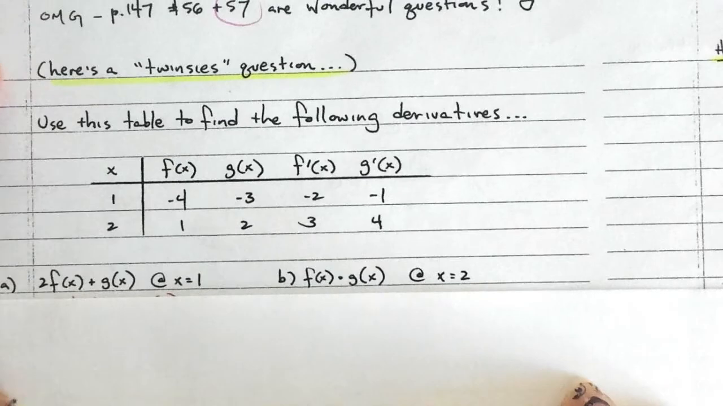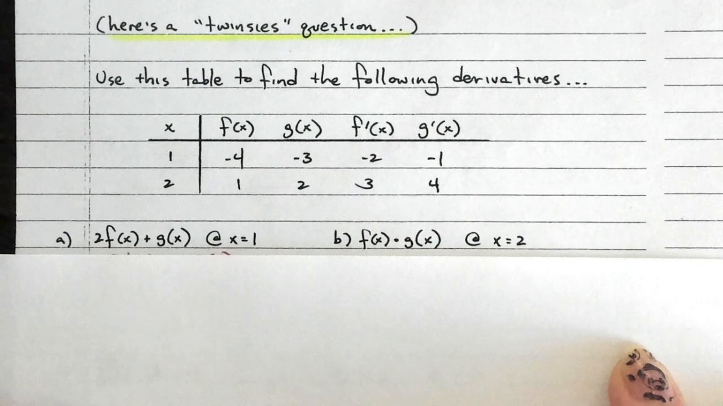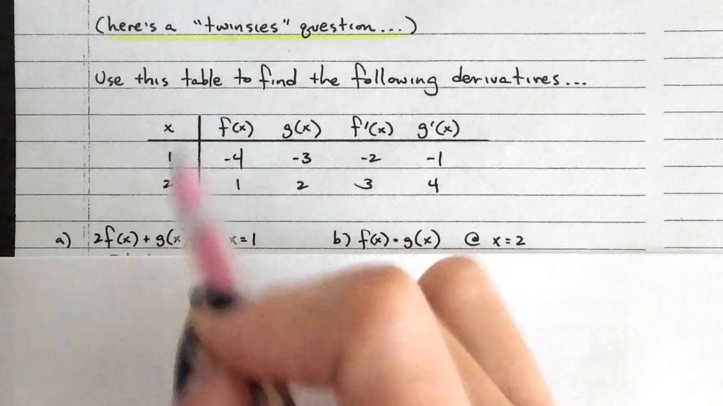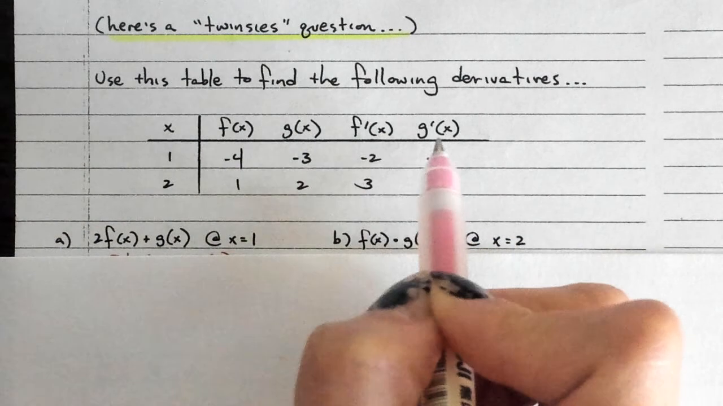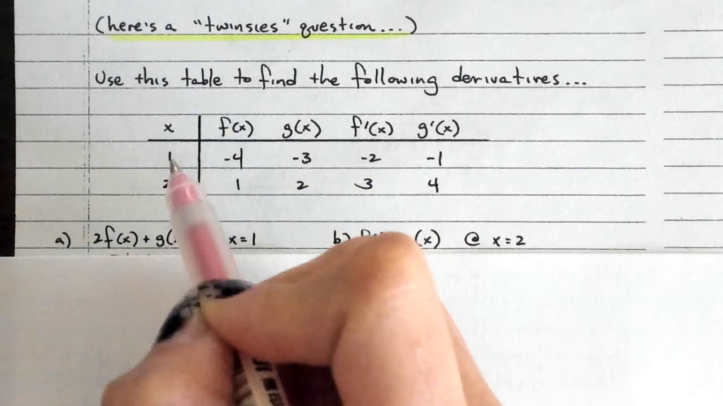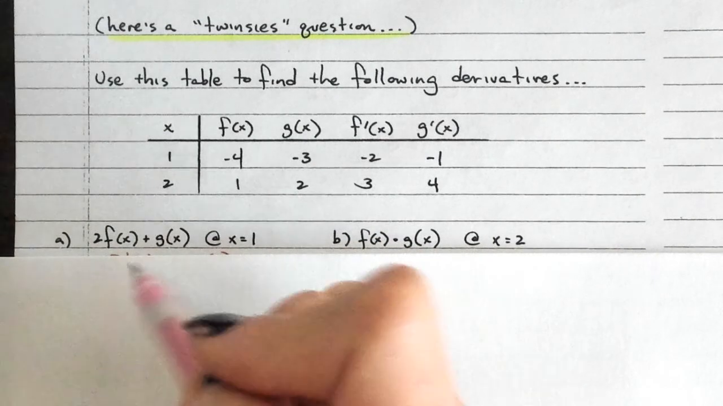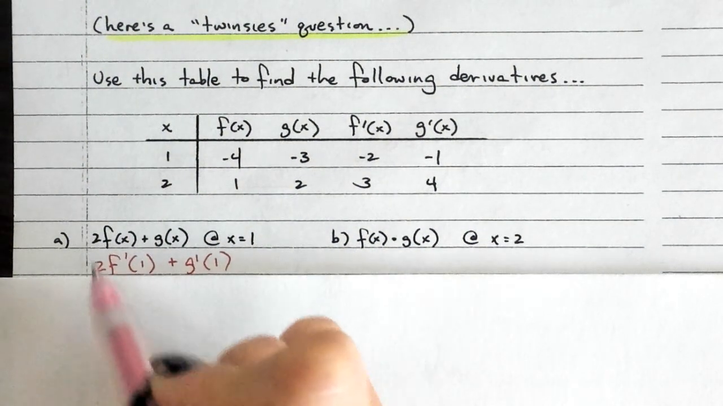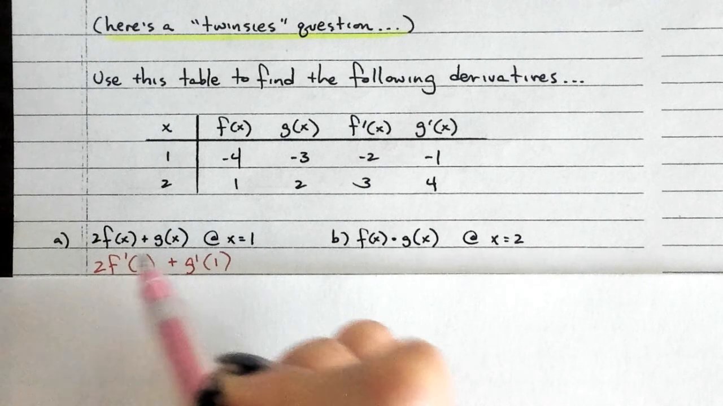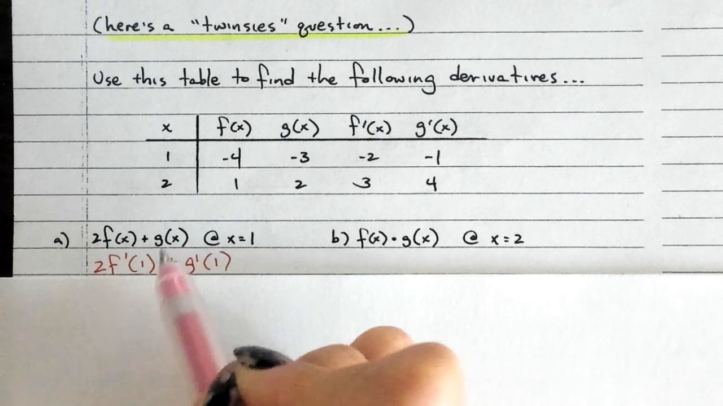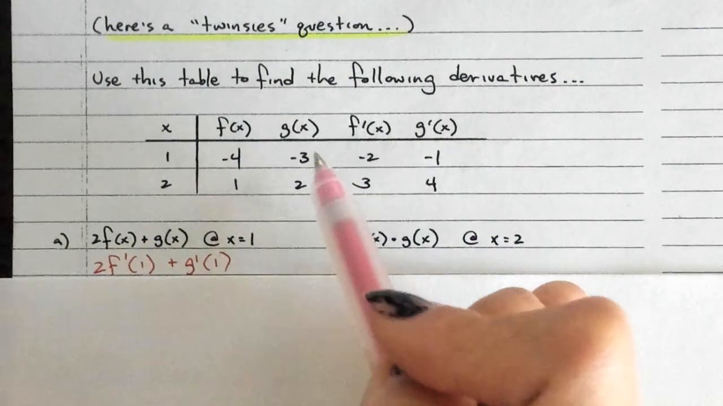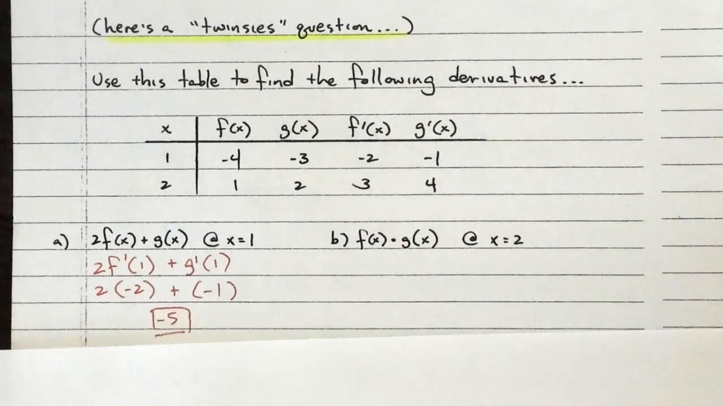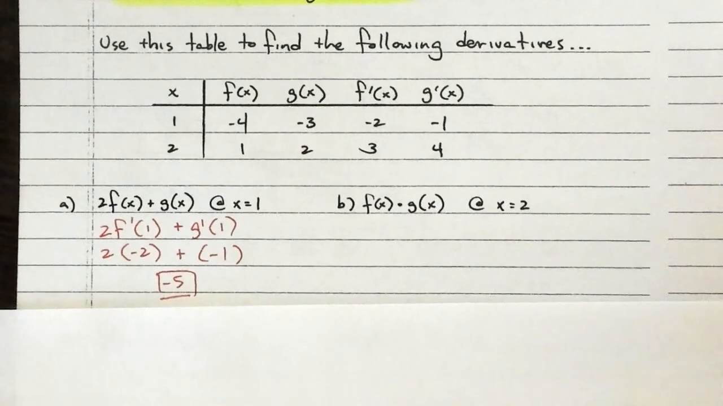And just to kind of get you started, here's a twinsies problem. I made a twinsies problem for you, okay? So I gave you a table with f and g and the derivatives when you plug in 1 and 2. Okay, so for number 1, this one's pretty basic. So take the derivative, that would be just 2 times f prime, and then I plug in 1 plus g prime, I plug in 1. Okay, I look up here, I look for f prime of 1, g prime of 1, I plug them in, I get a final answer, okay?